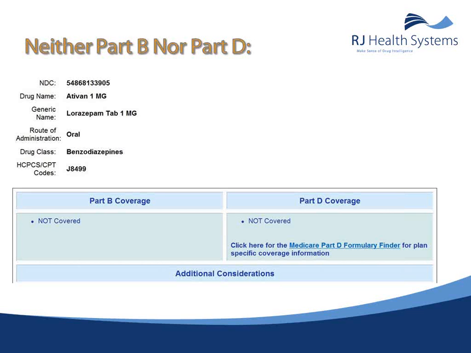Then there are also products on here that are covered under neither the Part B as in boy benefit or D as in dog benefit. This case is Ativan 1 milligram. This is a benzodiazepine and does not have a benefit structure currently for Medicare. If this does change for the start of the next year, these will be updated accordingly. But as of now, they're not covered under either the B benefit or the D benefit.